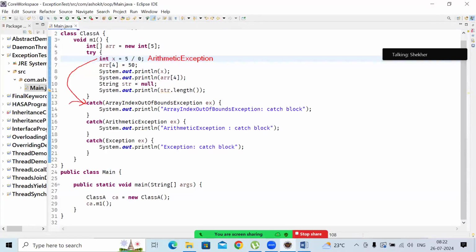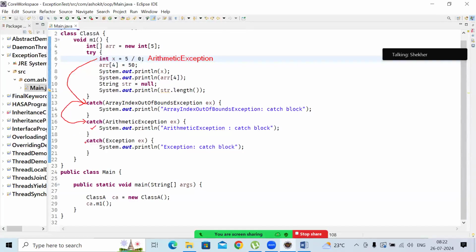Who is the next catch block? The second one. What's the exception type here? Arithmetic exception. Is it matching? Yes, both are matched. Then this catch block will execute. Then tell me, will the control jump to the next catch block also?